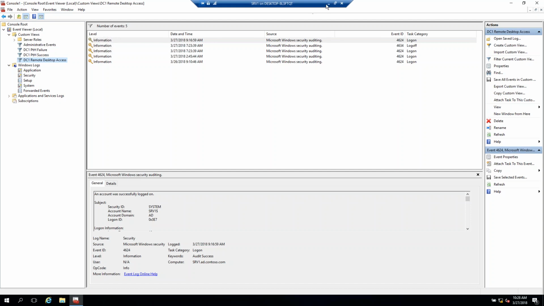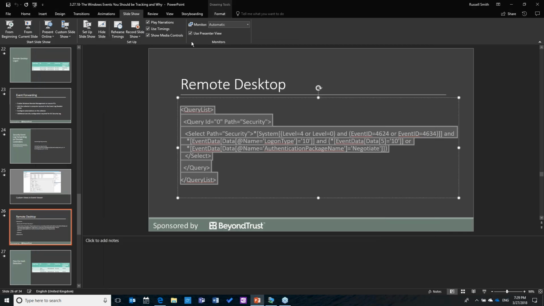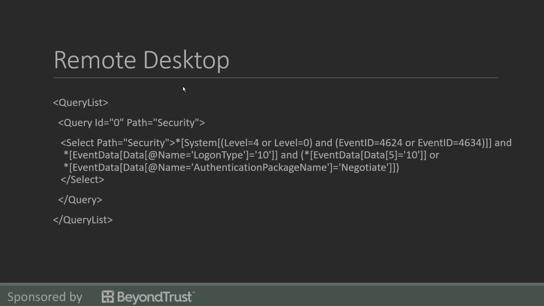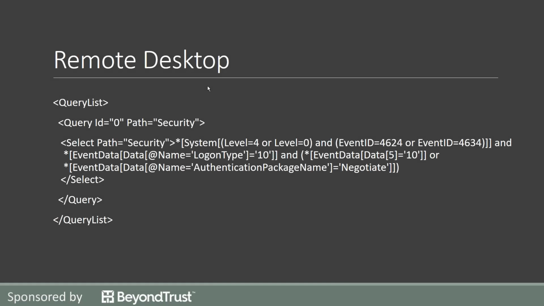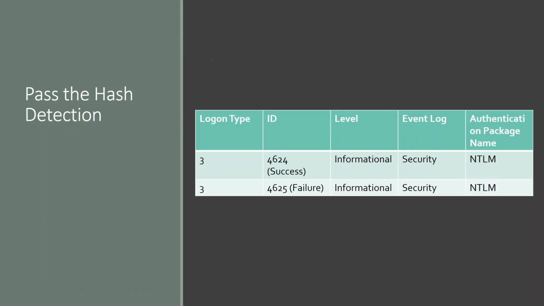I'm just going to come back to the slides for a minute. You just give me a second. So now you can see the filter there that we use for remote desktop, but also parse the hash. This is basically a technique that hackers use to jump from one machine to the other without ever actually having to know a username and password. And it's a very common attack.